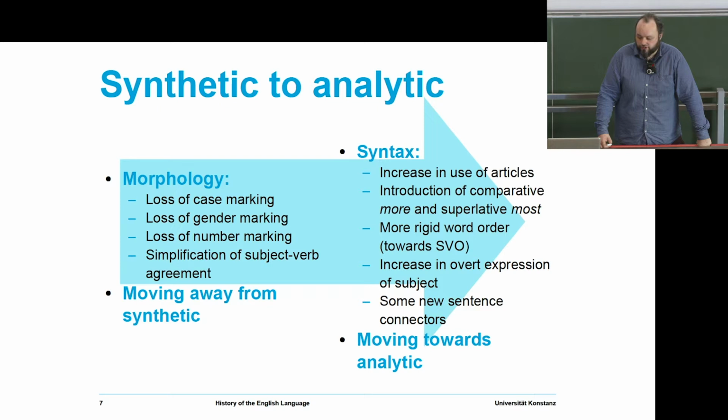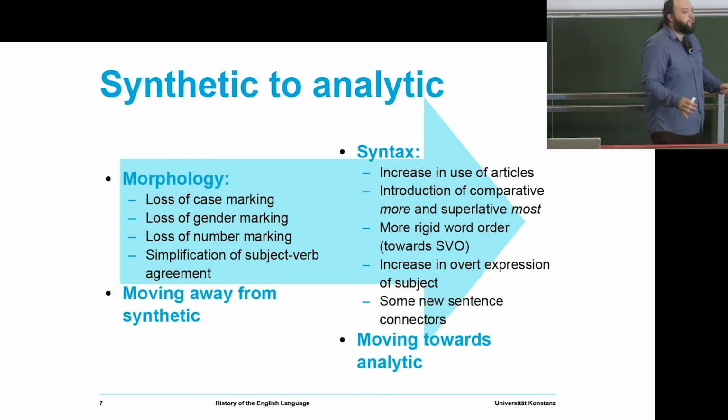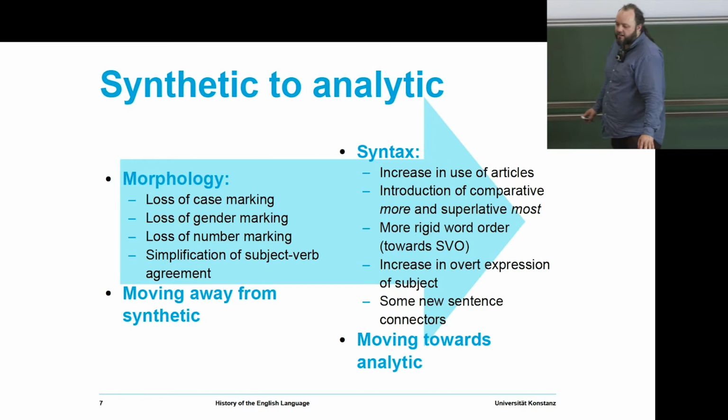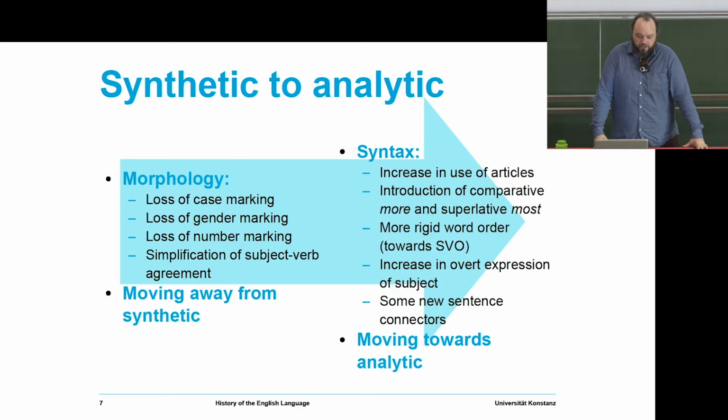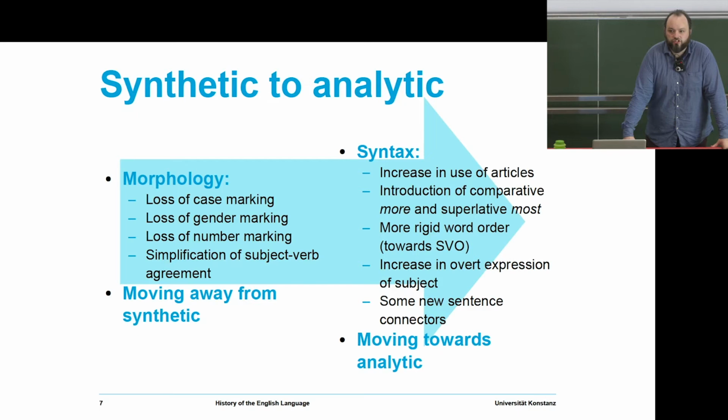Number marking is not lost entirely, but it's very much simplified. If you remember all of the different types of paradigm for nouns and for demonstratives, there were many, many different plural endings in Old English. In Middle English, there's really only one, and that is the S plural ending. Cats, cat, cats, dog, dogs, horse, horses. These S, Z, and S are all allomorphs of the same plural morpheme.